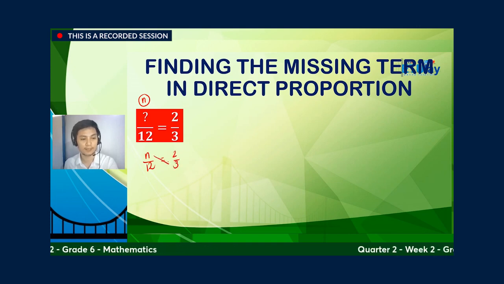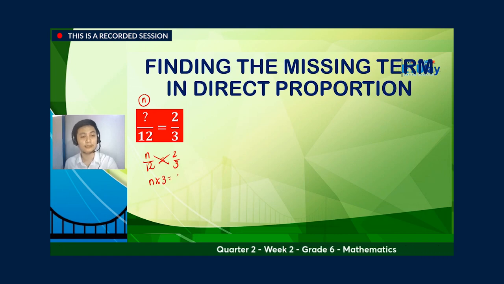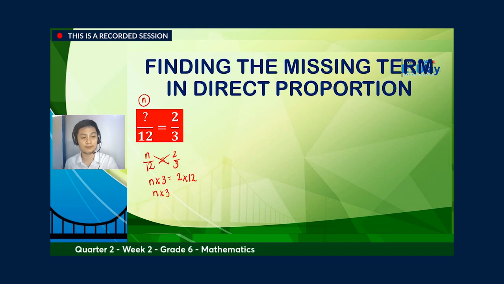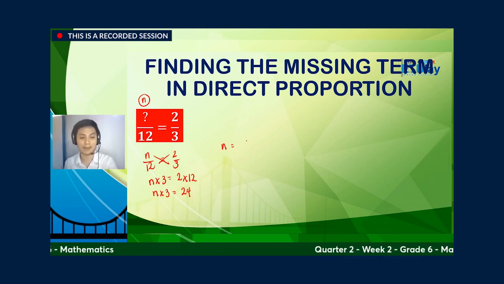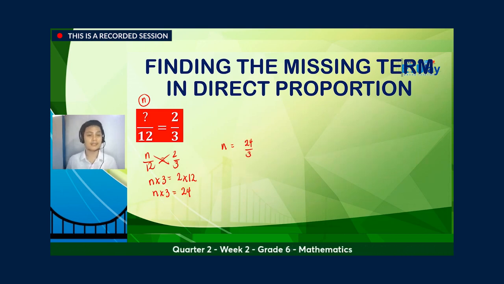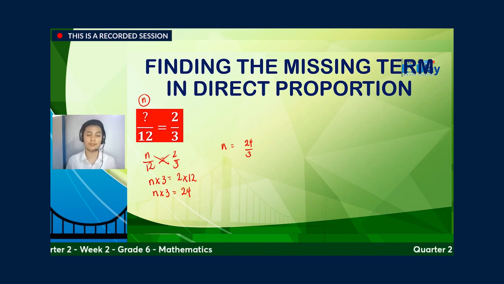So mag-cross multiply tayo. N times 3 must be equal to 2 times 12. Ibig lang sabihin, N times 3 ay equal sa 24 at dapat ang N ay maging equal sa 24 divided by 3. Bakit? Sa isang multiplication number sentence, pag ang missing ay factor, we get its value by dividing the product by the given factor.